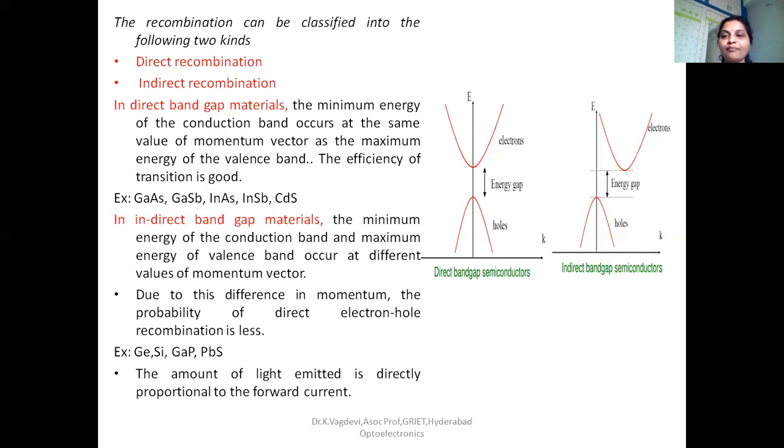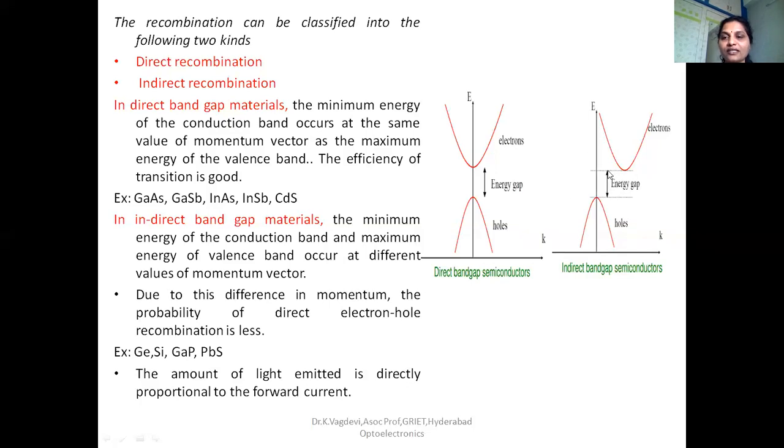Similarly, in indirect band gap semiconductors, the topmost of the valency band and the bottommost of the conduction band do not match with each other. They occur at different momentum vectors. That's why when recombination takes place in this type of material, the difference in the energies is liberated in terms of phonons or heat. Due to this difference in momentum, the probability of direct electron-hole recombination is less in indirect band gap semiconductors.